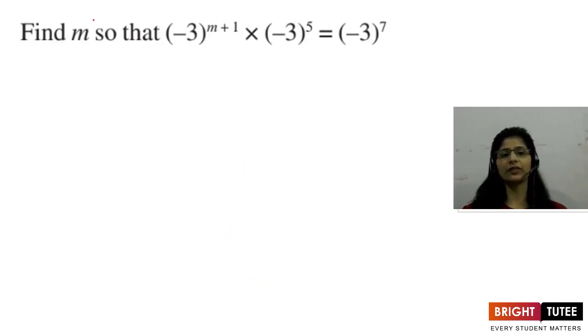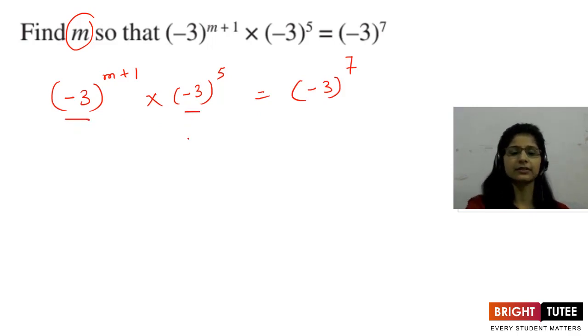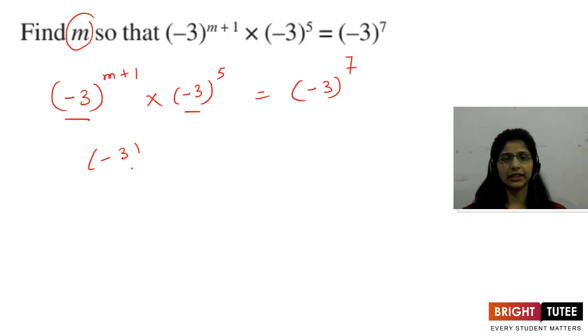We have to find what? We have to find m here, and we have been given minus 3 to the power m plus 1 into minus 3 to the power 5 is equal to minus 3 whole power 7. Are the bases same? Yes, we have the same bases. So students, when we have the same base, what do we do with the powers? We add them. Minus 3 to the power m plus 1 plus 5 equals minus 3 to the power 7.